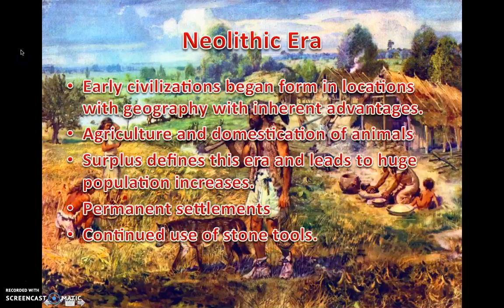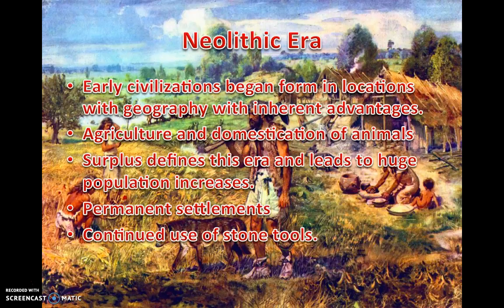So, moving into the Neolithic era, you have early civilizations begin to form in locations where the geography just provides more advantages, such as being on the coast of a river, a lake, an ocean that supplies food, that supplies fish. Agriculture and domestication of animals also starts to come into play here, where humans are now using animals and plants in a way that they haven't used before. They're making their lives much easier because you have this warming period. You do see a surplus of food as well because the growing seasons are much longer.